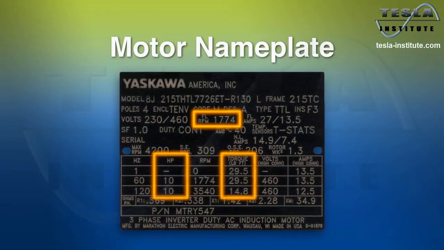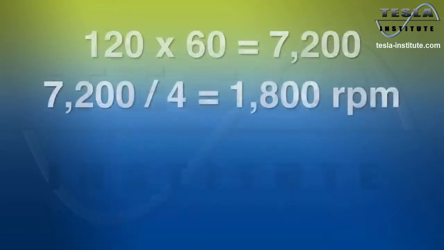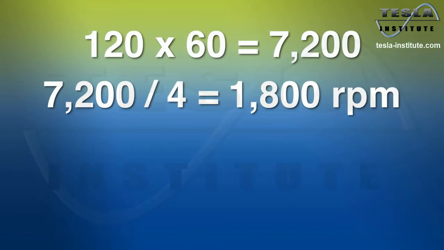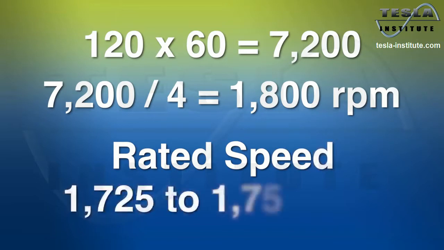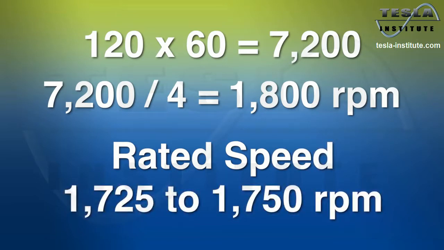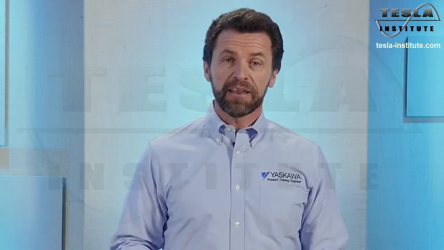You can usually find the value for the rated speed on the motor's nameplate, indicating the general speed of the rotor at a rated load. Using our previous example of a 4-pole motor running on a 60 Hz supply, the rated speed would normally be between 1725 and 1750 RPM.